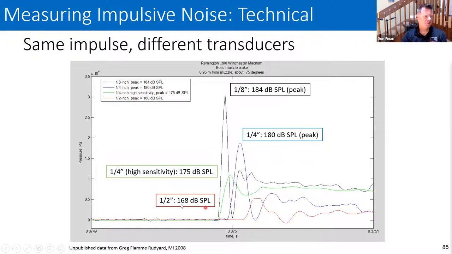And if we jump down to a 1/2-inch diameter diaphragm microphone, we see that the peak is now at 168 dB SPL. Also, the peak is occurring at a later time, and this is related to the frequency response of those microphones that I mentioned before. The 1/8-inch microphone can capture higher frequencies, therefore it has more ability to accurately capture that rise in the waveform itself.